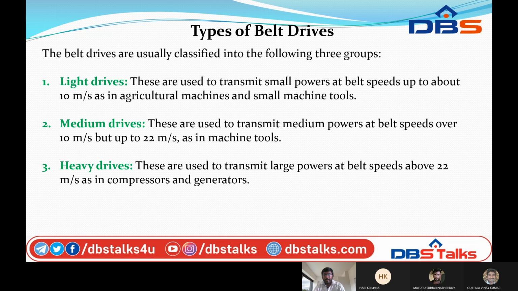Next, types of belt drives. Belt drives are usually classified into the following three groups: light drives, medium drives, and heavy drives. Light drives are used to transmit small powers at belt speeds up to about 10 meters per second, as in agricultural machinery and small machine tools.